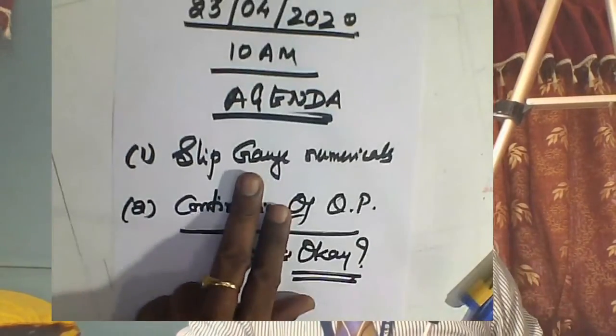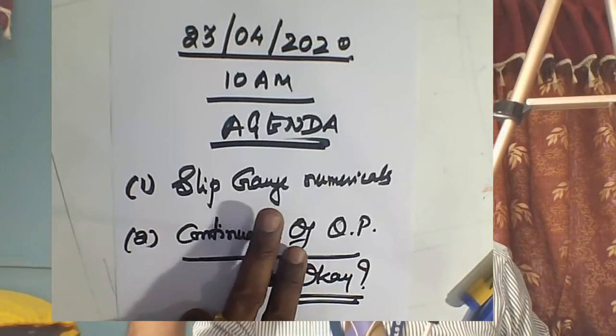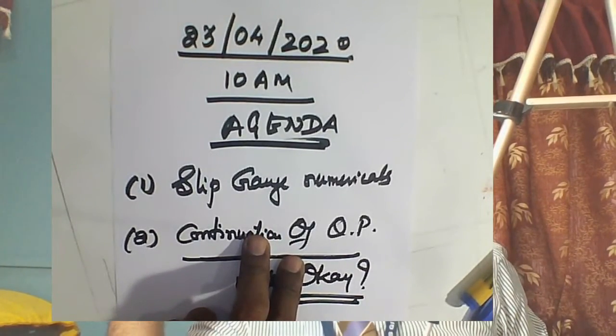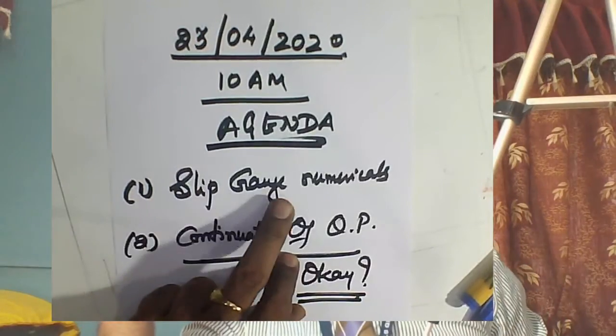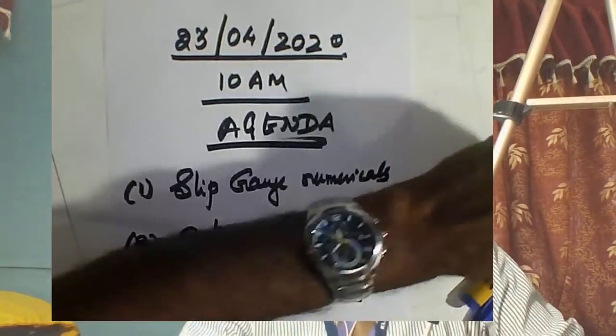Is this all right? Tomorrow's agenda: 23rd April 2020, 10 a.m. Today's date is 22nd. Okay, slip gauge numericals, and then question papers will be discussed.